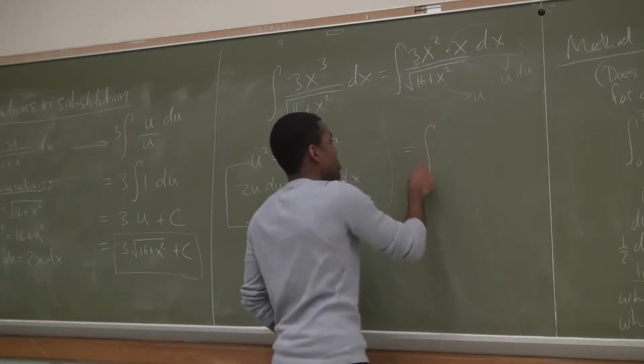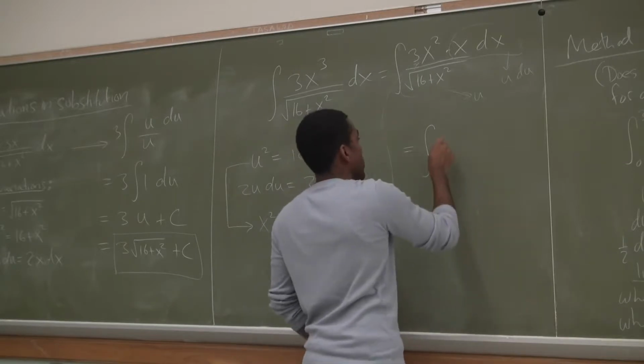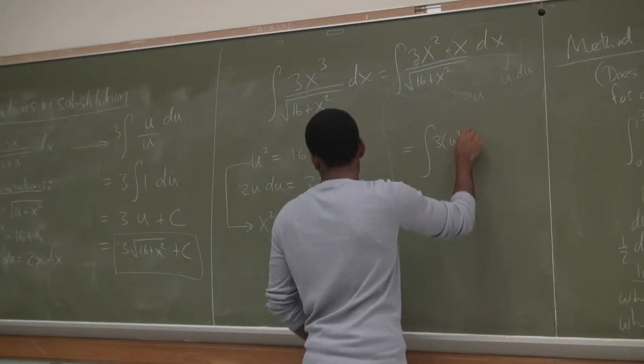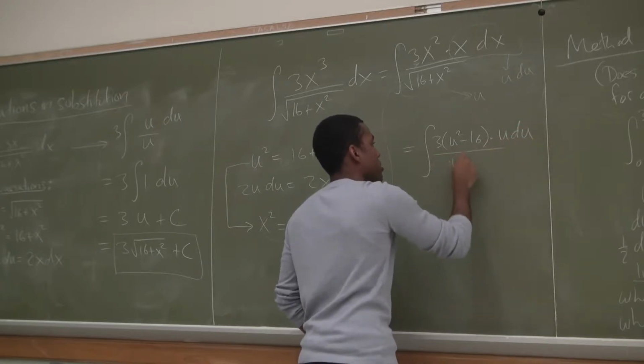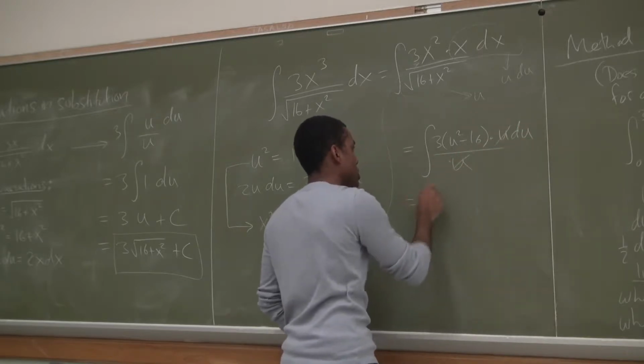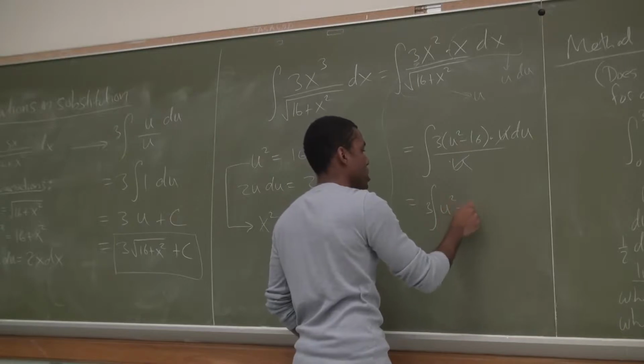So now what does this integral become? 3 times u squared minus 16 times u du divided by u. These u's would cancel. This is just 3 times u squared minus 16.